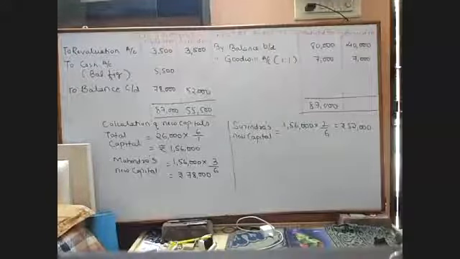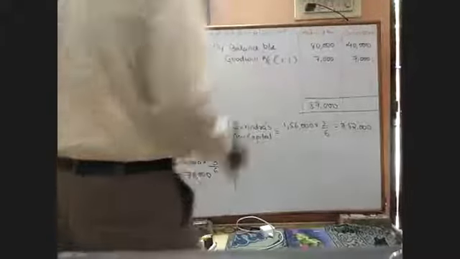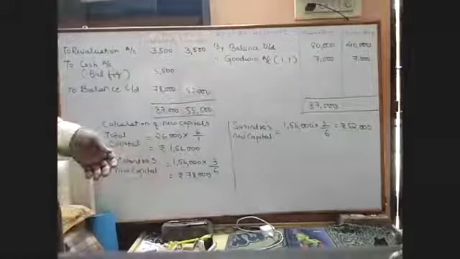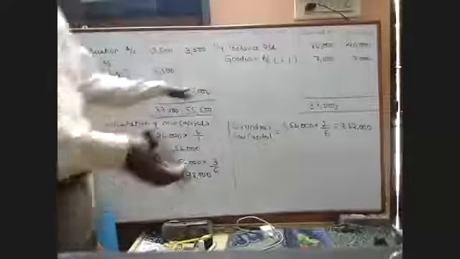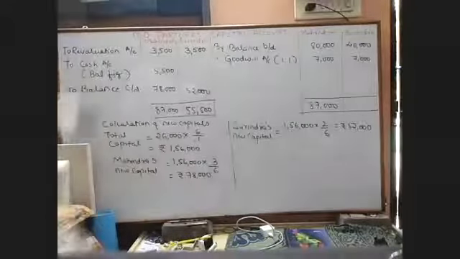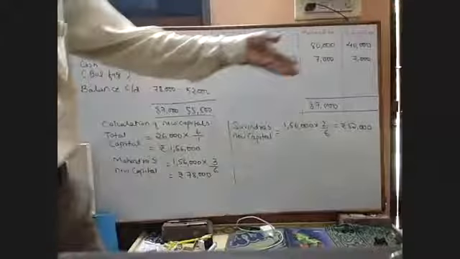See, 40 plus 7, 47, minus 3,500. How much will it be? 43,500. That means the existing capital is 43,500. But what is required? 52, that means 52,000. This means the capital is less, because we have only 43,500 but required is 52,000. So the partner has to bring in the capital.